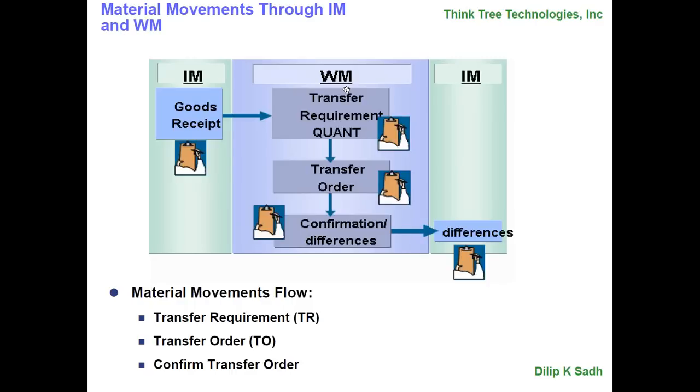Warehouse management allows us to perform various functions. It allows you to manage your inventory physically in a warehouse. It allows you to manage your material in inventories, in bins. That is the functionality of warehouse management. That is what warehouse management does.